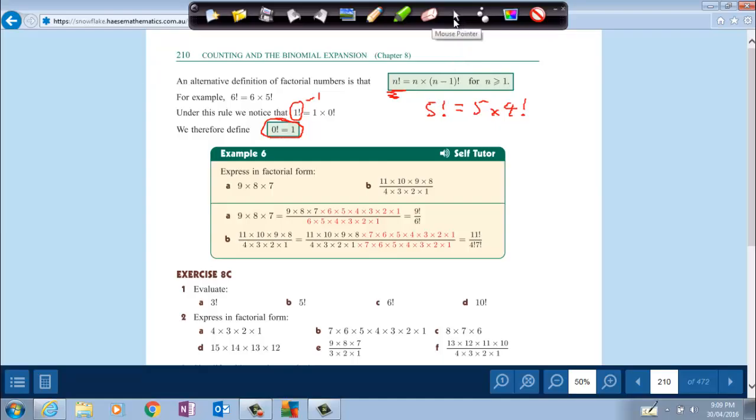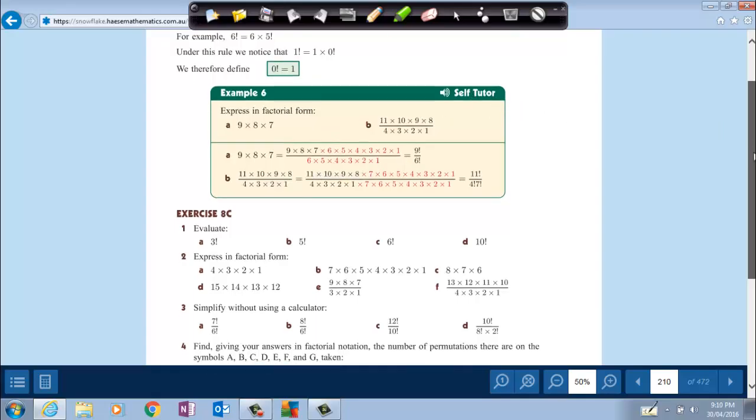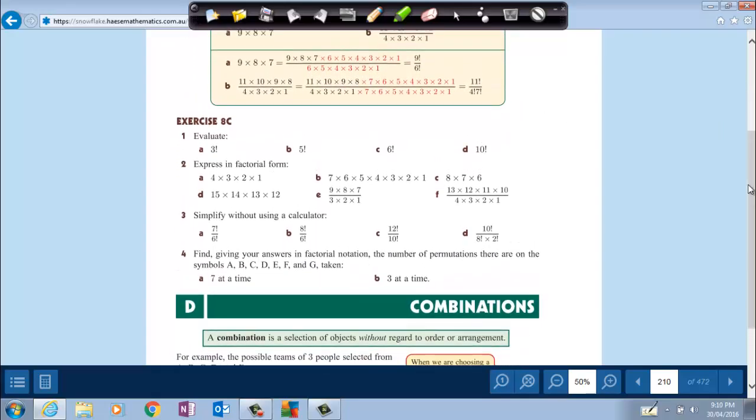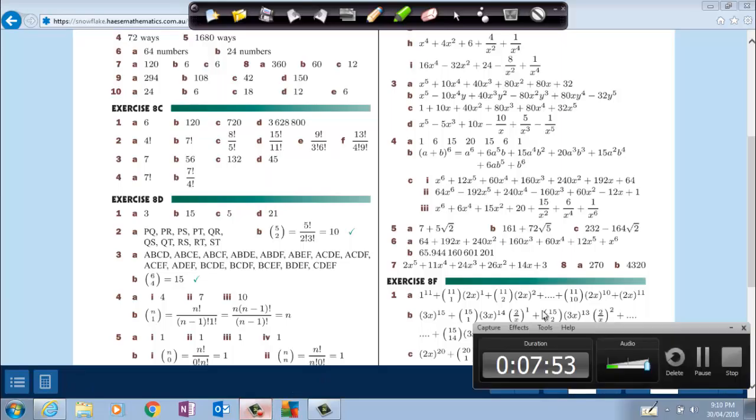Alright, so now you can have a go at some of these questions. There's a worked example there that we've already kind of seen above, so if you could try 8C and come back after you try them and get the solutions. And here are the solutions to 8C, question 1 to 4.